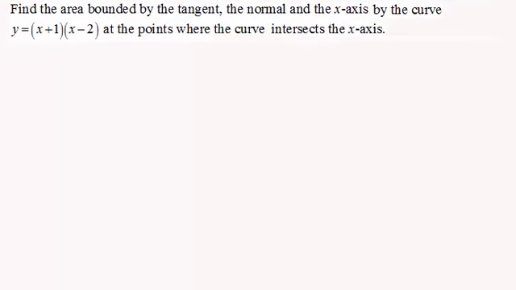Hi there. Now in this question we're asked to find the area bounded by the tangent, the normal and the x-axis by the curve y equals (x plus 1) multiplied with (x minus 2) at the points where the curve intersects the x-axis. So if you'd like to have a go at this, I'll give you a moment to pause the video, and when you come back I'll give you the numerical answer first of all, and then I'll take you slowly through the worked solution.